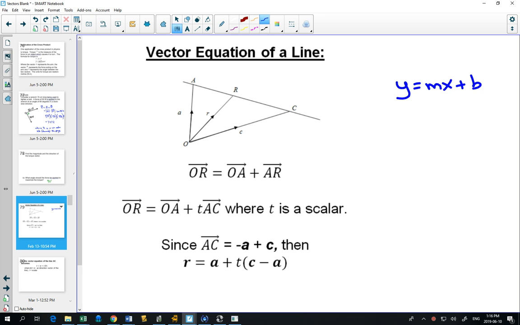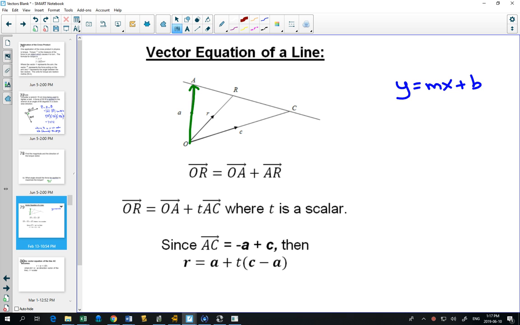So when we have an equation of a line, y equals mx plus b, you can plug in a whole bunch of different x values and get different y values, and all of those points would be on the line. With the vector equation of a line, it's the same idea. We want to find the position vector of any vector on the line. So what we do is we start with one vector. Here we have the position vector A. A is on the line.